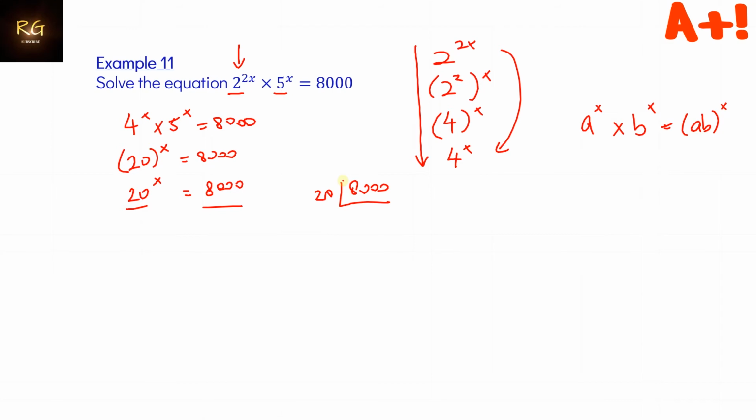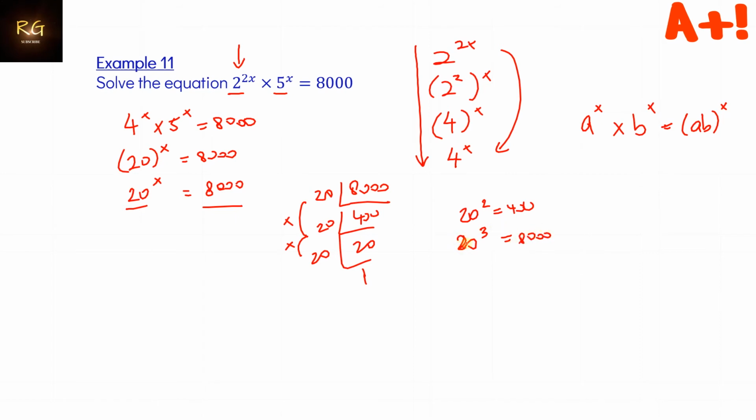So 8,000 divided by 20, we're going to get 400. Divide by 20 again, we're going to get 20. And then divide by 20 again, we're going to get 1, which means this 20 we need to multiply 3 times, correct? 1 times, 2 times, and 3 times. Actually, let's try 20 to the power of 2, we're going to get 400. So 20 to the power of 3, we're going to get 8,000.